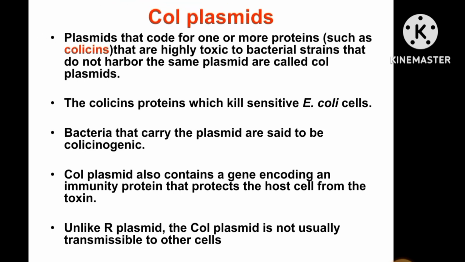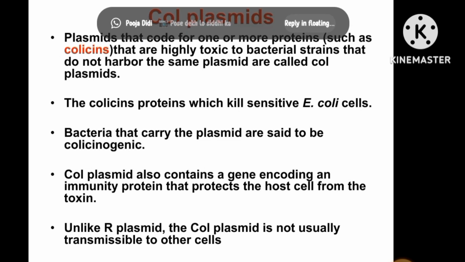Now come to the last type of plasmid. This is the Col plasmids. Plasmids that code for one or more proteins which are highly toxic to other bacterial strains, and that don't let them harbor the same plasmids. This means that these types of plasmids secrete some protein which is favorable only for the particular strain of the bacteria. It can't let other bacteria survive in a particular environment.